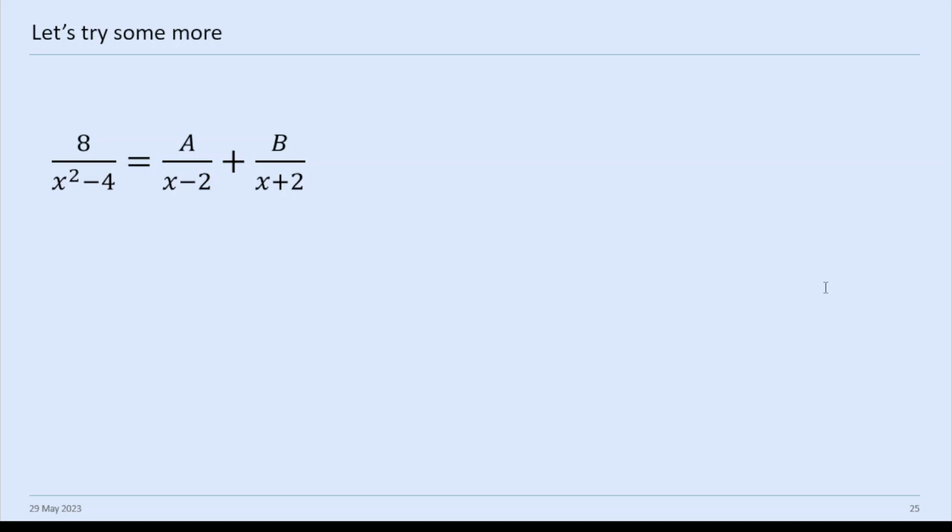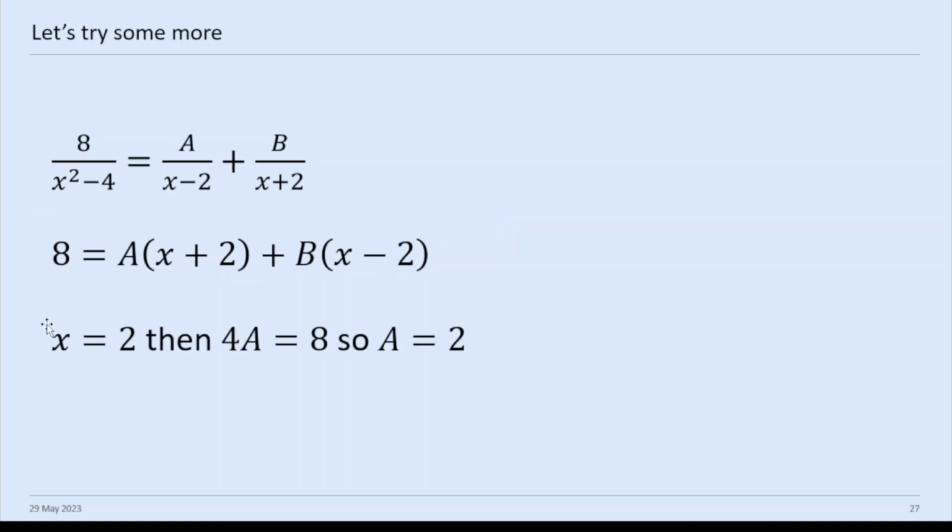And what we're doing here is substituting in for different values of x, and that allows us to solve because it just kills off certain terms. So 8 equals a(x + 2) + b(x - 2), because basically we've multiplied the top and bottom of this fraction by x + 2 and the top and bottom of this one by x - 2, and then you get x squared minus 4 as a common denominator, because x squared minus 4 equals (x - 2)(x + 2). So 8 equals this thing.